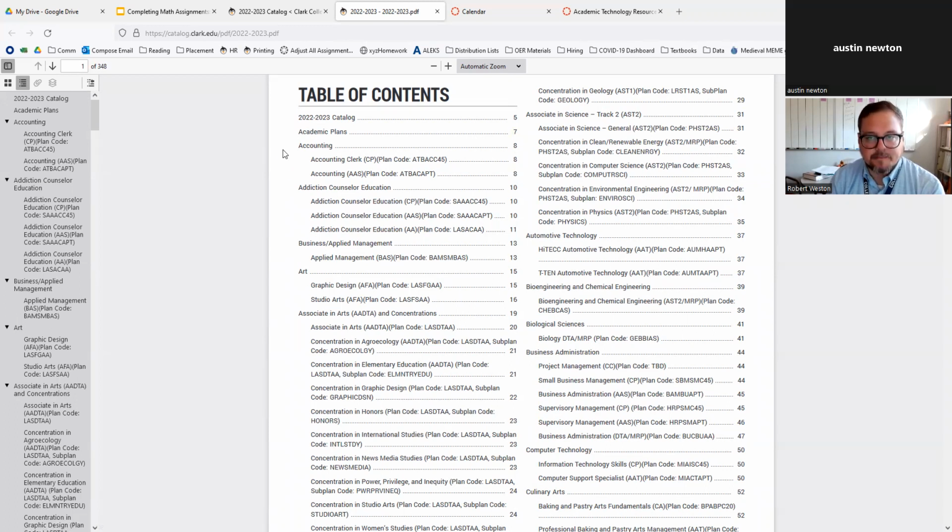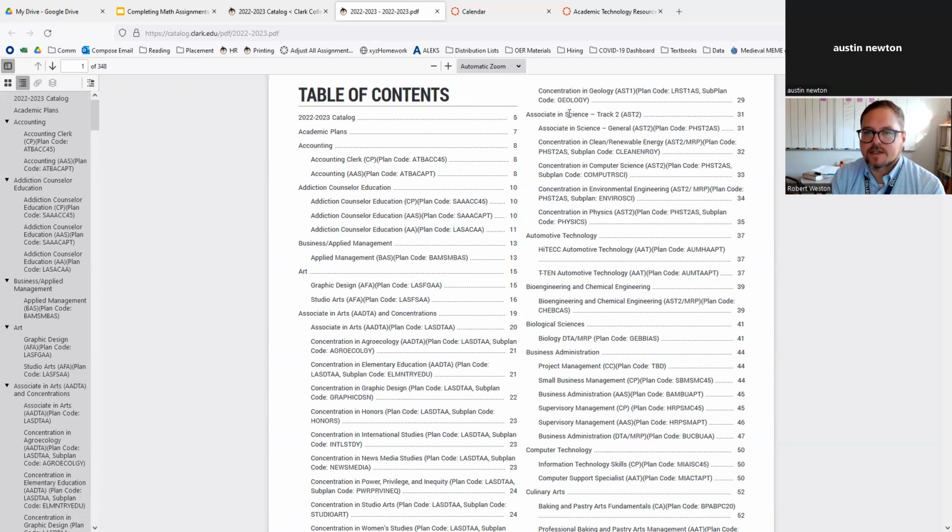Requirements will change over time, but since you entered the college with this catalog, this is now your catalog. You only need to satisfy these requirements. It doesn't matter if things change or improve or get worse or better or whatever. You just need to fulfill these requirements.